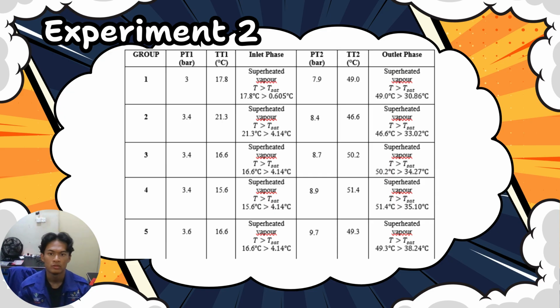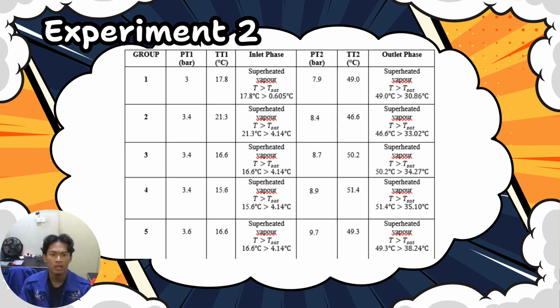Okay, then we move on to determining the inlet and outlet phase of the refrigerant during the experiment. We see here at group 1 the inlet pressure is 3 bar and the inlet temperature is 17.8 degrees Celsius. Then the inlet phase is superheated vapor, where the temperature from the experiment is greater than T saturated that we get from interpolation at table A12 for superheated refrigerant.